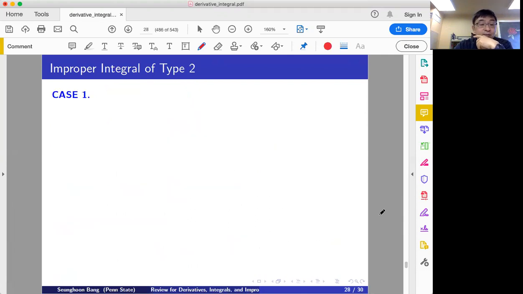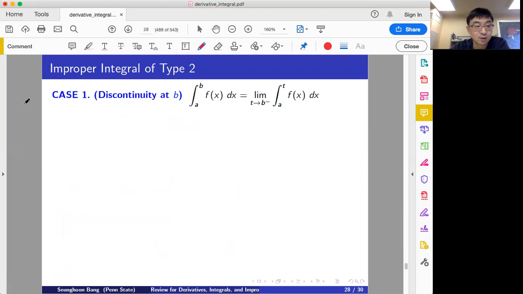The second type. Case 1, discontinuity at b. How can you solve this one? You can replace the discontinuous point b by t and take the limit. So we have a discontinuity at b. You can choose a t value and find the integral from a to t of f of x dx. Next, you take the limit as t approaches b from the left.